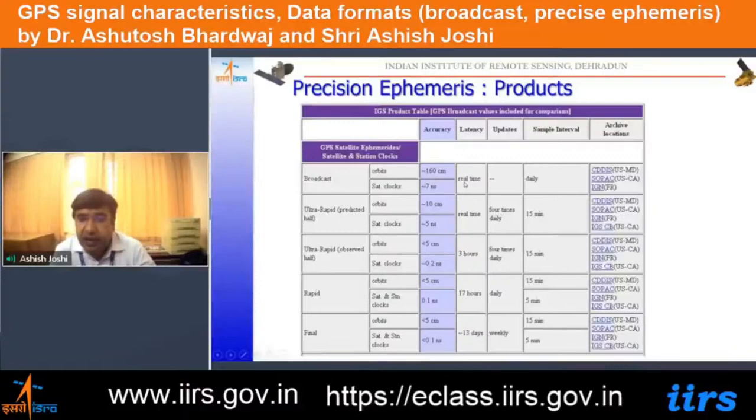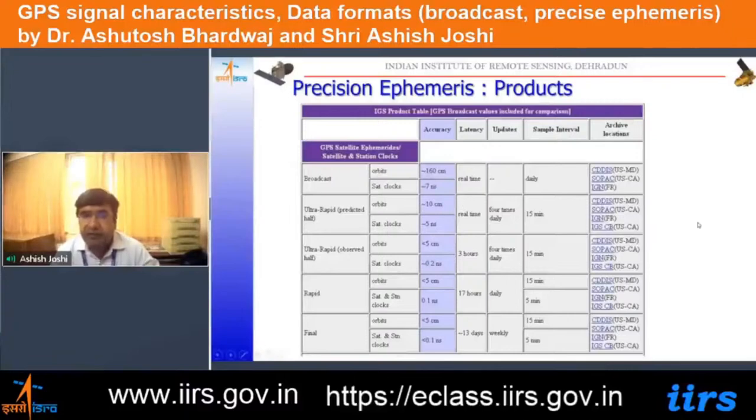So based on the latency we have different products, and as the timing is improving, we have better accuracy in our final products. We have better orbit accuracy, and we have better satellite clock accuracy also.